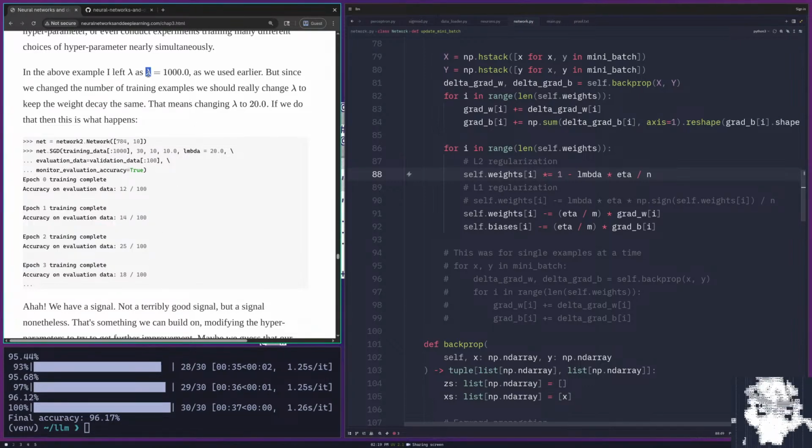That's why it's weird that lambda is defined as a number instead of being defined as a ratio.